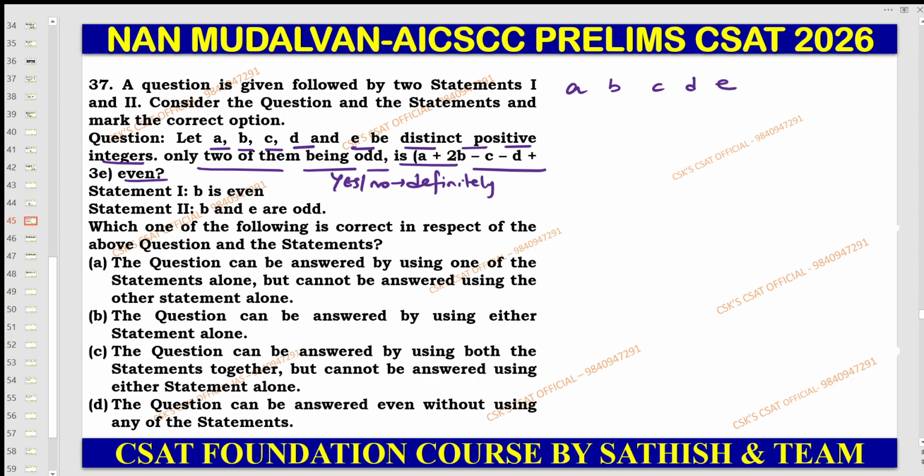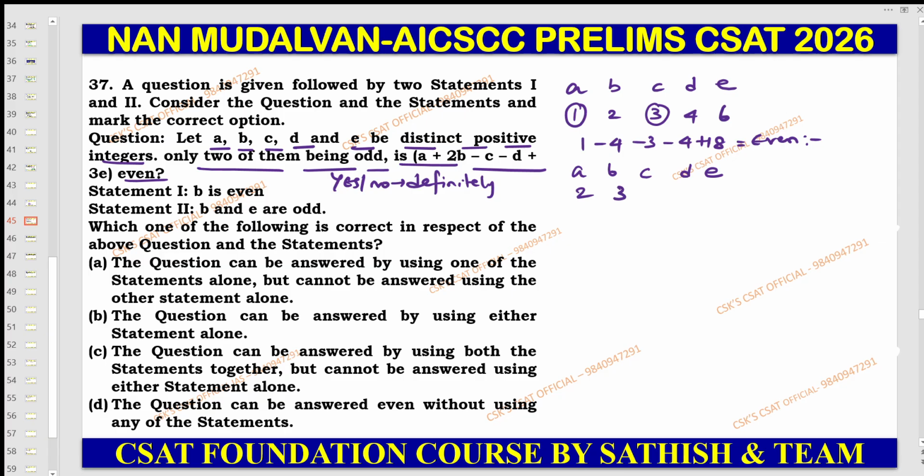Without using any of the statements, what I'm going to do here is place 1, 2, 3, 4, 6, because two of them are odd. Two of them being odd, I'm checking with the condition. Then 1 minus 4, then minus 3, minus 4 plus 18, because 3e is there. So if you see this one, what would happen? 19 minus 11 is 8. So this is going to be even. Check whether all the cases give an even, or else let's check with one more just for your convenience.